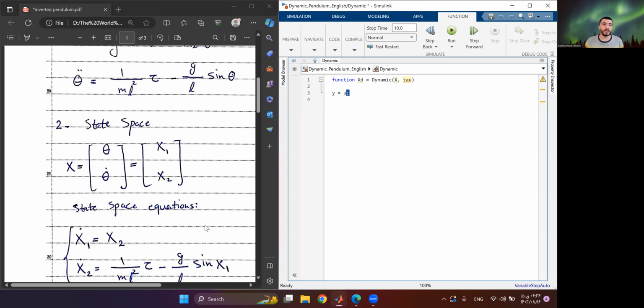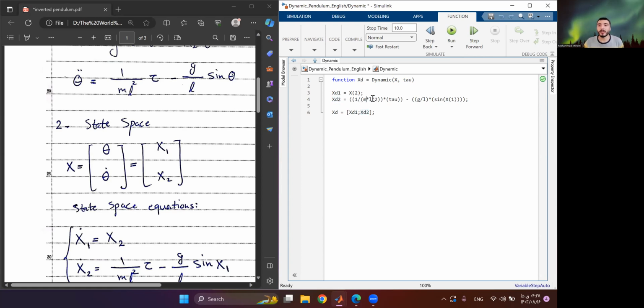So according to this equation here, we have x dot 1 is equal to x sub 2, and x dot 2 is equal to one divided by m times l square times tau minus g divided by l times sine of x1. Okay, now we can write x dot is a vector, a 2 by 1 vector, that is x dot 1 and x dot 2.